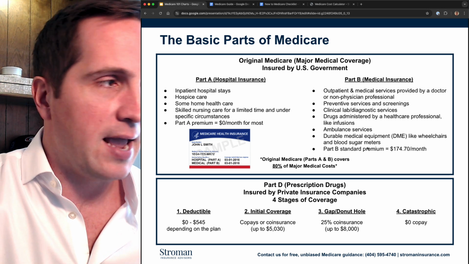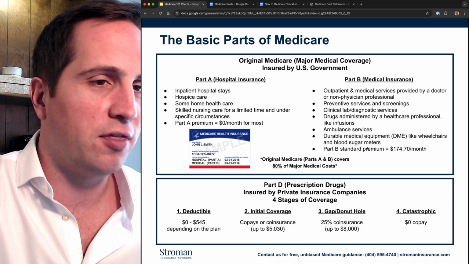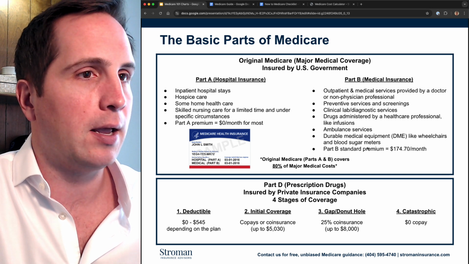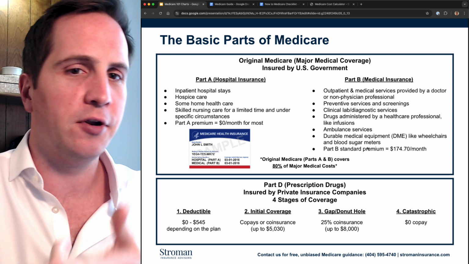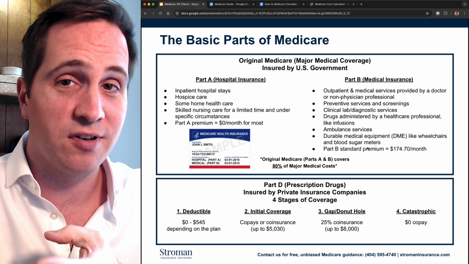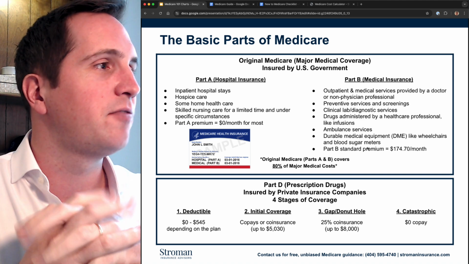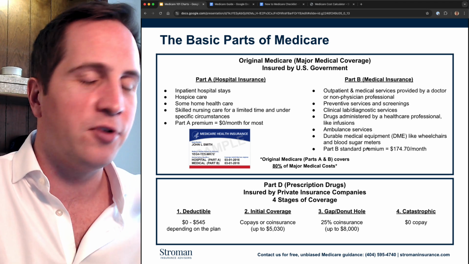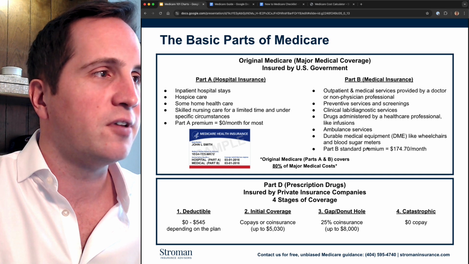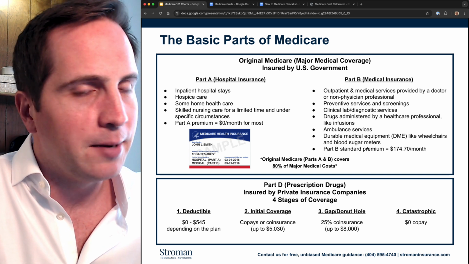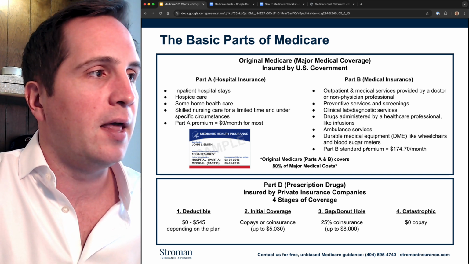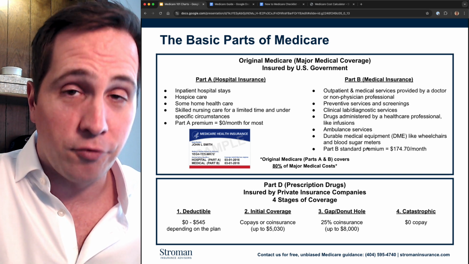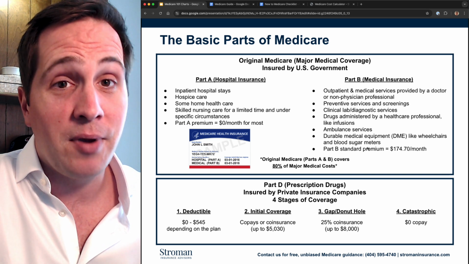So Part A, that's hospital insurance. So think of it as like room and board at a hospital. So your room, the food, the services of the nurses, that kind of stuff. And it covers inpatient hospital stays, hospice care, some degree of home health care, skilled nursing care on a limited basis. And then for most people, it is free, or not really free. It's already been paid for.